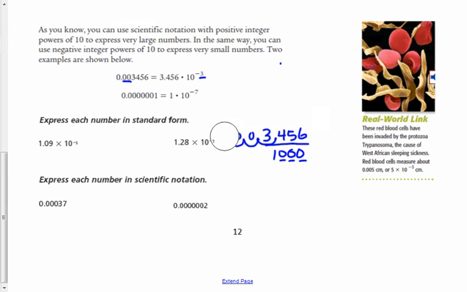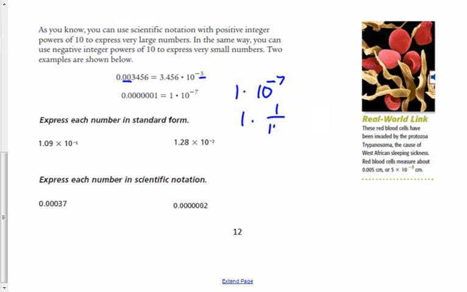So if you're going to change 1 times 10 to the -7, that's the same as 1 times 1 over 10 to the 7, which is the same as 1 times 1 over a 1 followed by 7 zeros. So 1 over 10 million, which is the same as just dividing by 10 million, which is going to move the decimal to the left 7 times. So if we start with 1 and move the decimal to the left 7 times, we're going to get 1, 2, 3, 4, 5, 6, 7. 0.0000001: 6 zeros and then a 1.